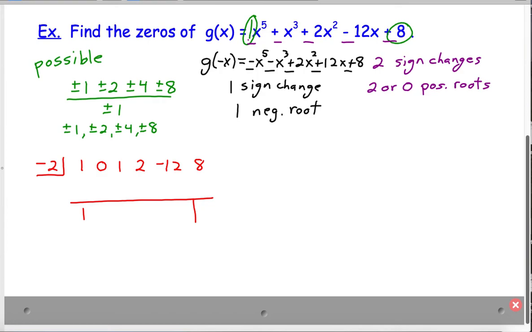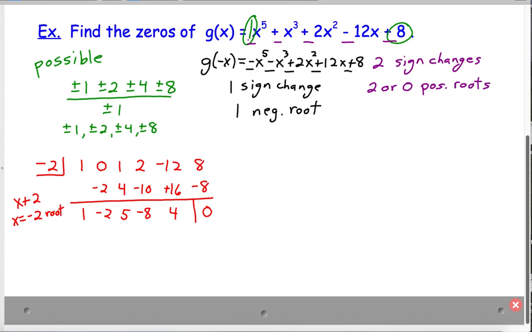So bring down the 1, multiply by the number in the box, add those together. Multiply by the number in the box, add those. 5 times negative 2 is negative 10. Gives me negative 8. That's negative 16. Oops, positive 16. That'll be a 4. 4 times negative 2 is negative 8. Perfect. No remainder, which means x plus 2 is a factor, and x equals negative 2 is a 0 of this function. All right, so I found one of them. So x equals negative 2 is a root, or a 0.